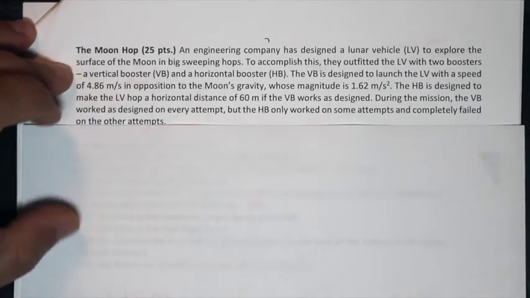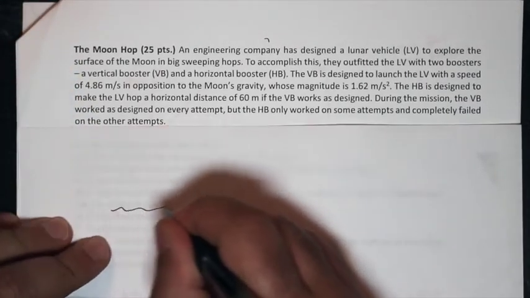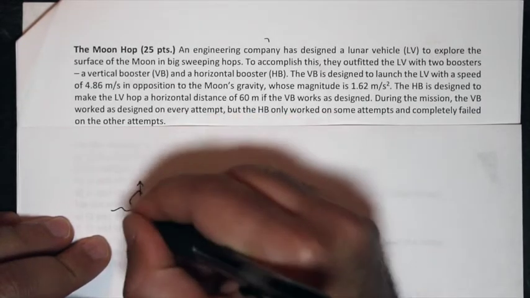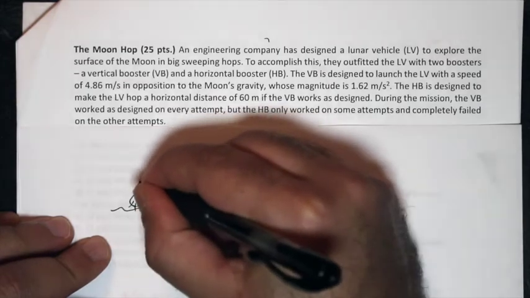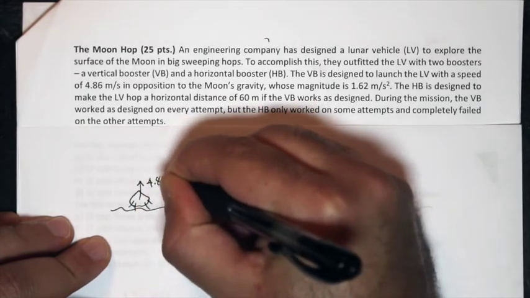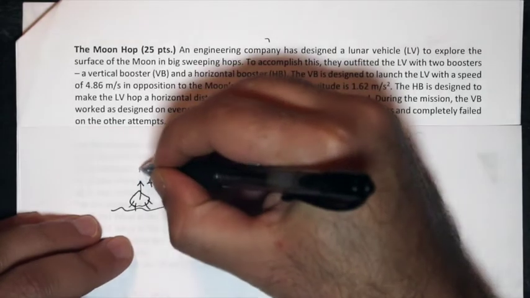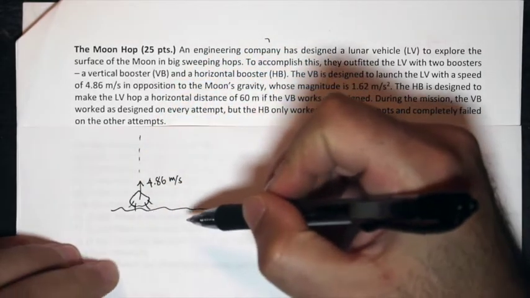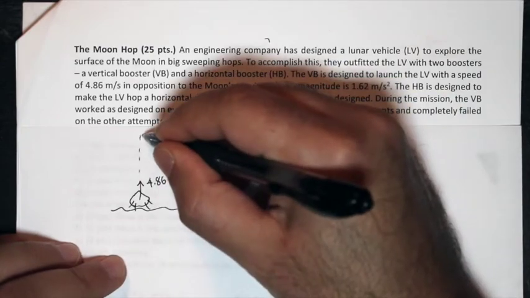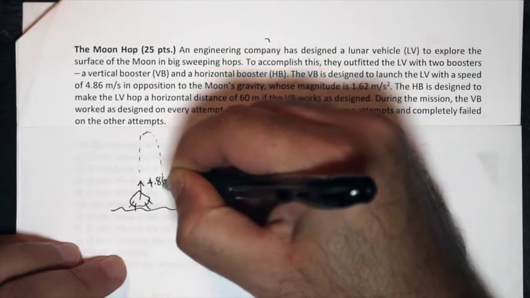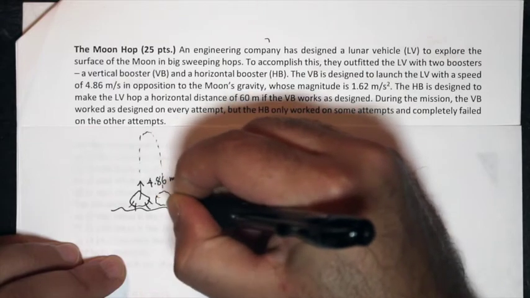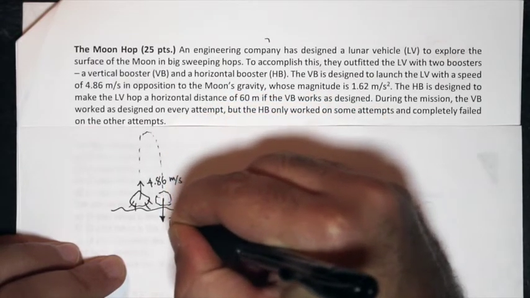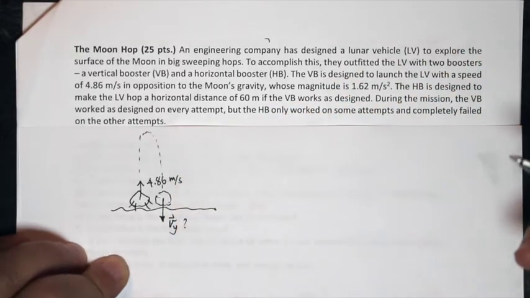The way I would do that is by just considering the situation where the initial is when it leaves the surface of the moon, the lunar vehicle, and it leaves at 4.86 meters per second. It goes up and comes back down in the same spot. There is no x displacement at all, but I'm just going to draw it next to it. Then it's going to come back down and touch the surface of the moon, with some velocity vy, which I don't know.